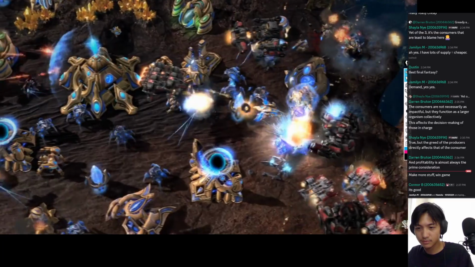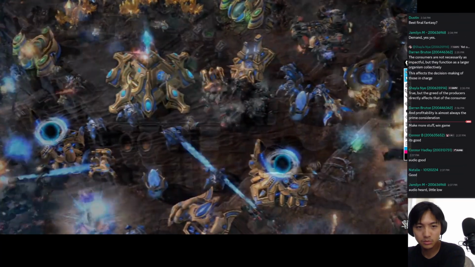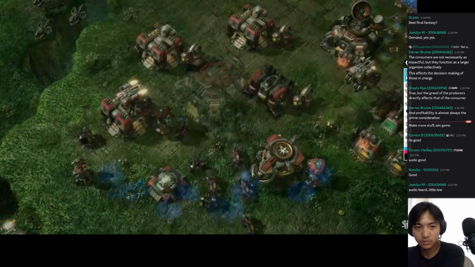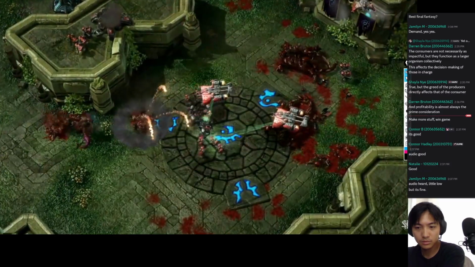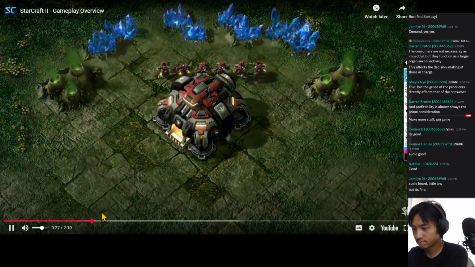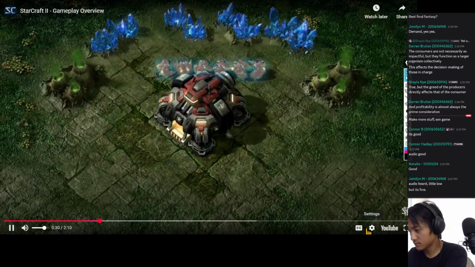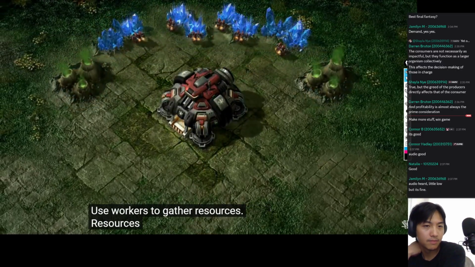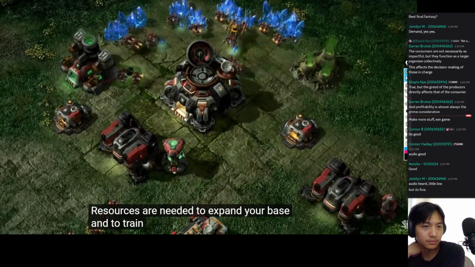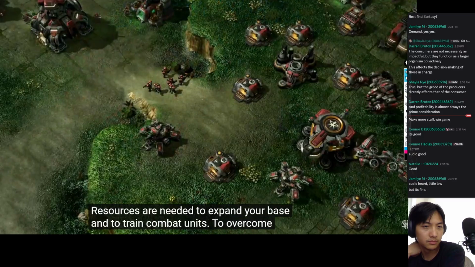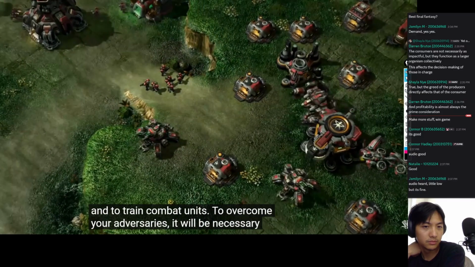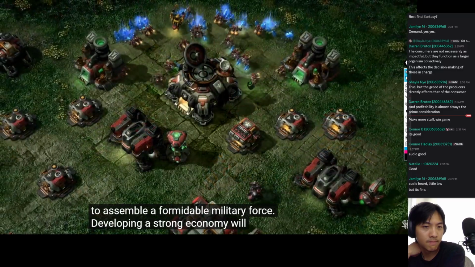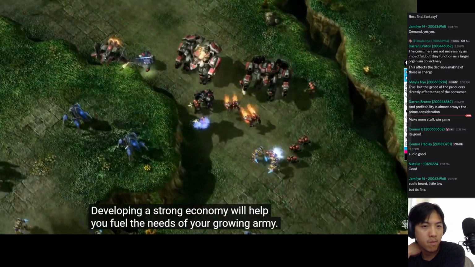The strategic options in StarCraft 2 are endless, but the fundamental gameplay mechanics are simple. Gather resources, assemble your forces, and defeat your opponents. You will begin each match with a simple base and a limited number of workers. Use workers to gather resources. Resources are needed to expand your base and to train combat units. To overcome your adversaries, it will be necessary to assemble a formidable military force. Developing a strong economy will help you fuel the needs of your growing army.